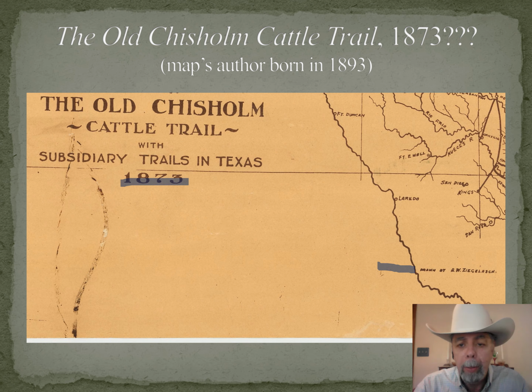This map, therefore, cannot be authentic to 1873. And so this map likely represents someone's idea of the Chisholm Trail at some point later on versus an actual 1873 document showing the Chisholm Trail. So this map is pretty much worthless as far as historical research goes.